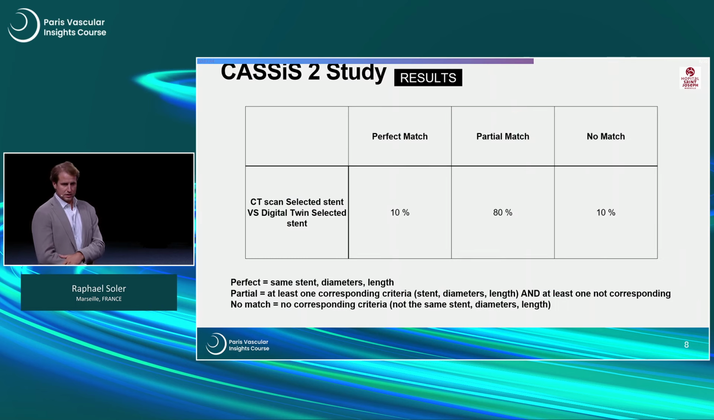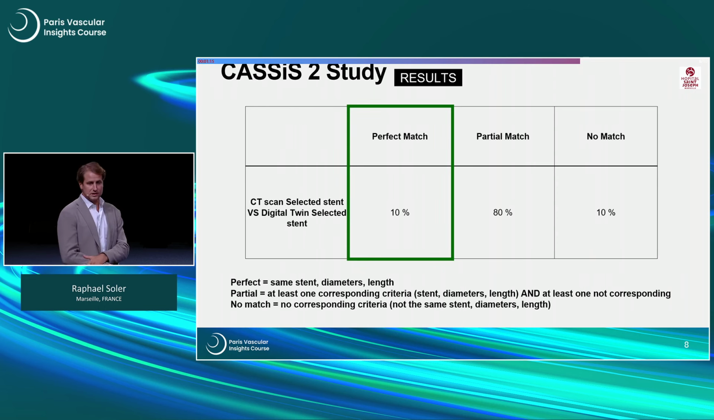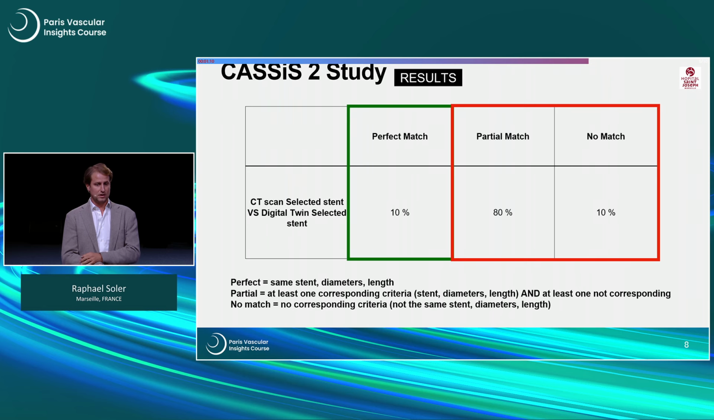For the results, we considered as a perfect match when the operator selected the same stent before and after seeing the digital twin. As a partial match, if there was at least one corresponding criteria and at least one not corresponding, and as a no match when there was no corresponding criteria. And as you see on this slide, there was a perfect match in 10% of cases, and there was no perfect match in 90%.